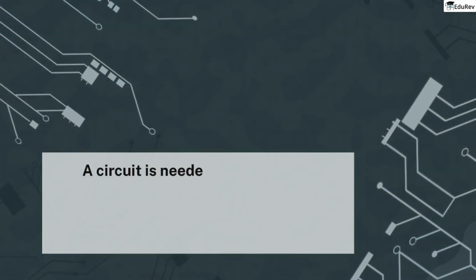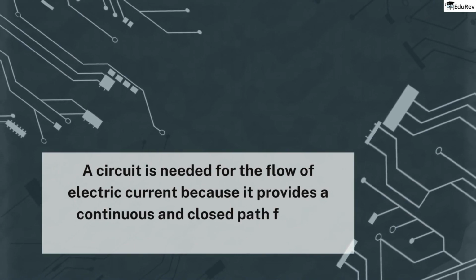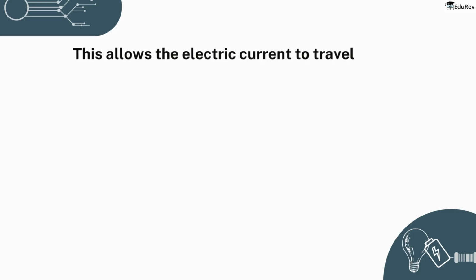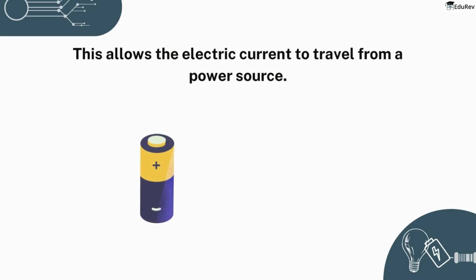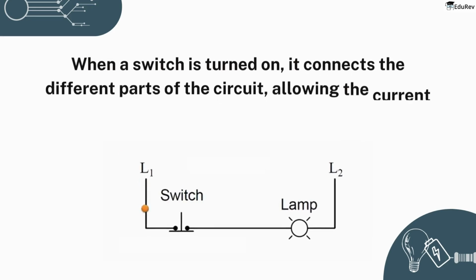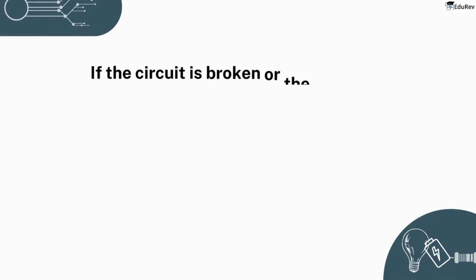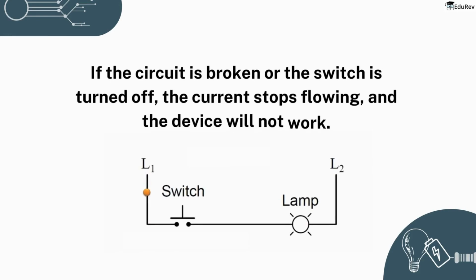A circuit is needed for the flow of electric current because it provides a continuous and closed path for the charges to flow. This allows the electric current to travel from a power source, like a battery, through a conductor, like a wire, and power a device, like a light bulb. When a switch is turned on, it connects the different parts of the circuit, allowing the current to flow and the device to function. If the circuit is broken or the switch is turned off, the current stops flowing and the device will not work.